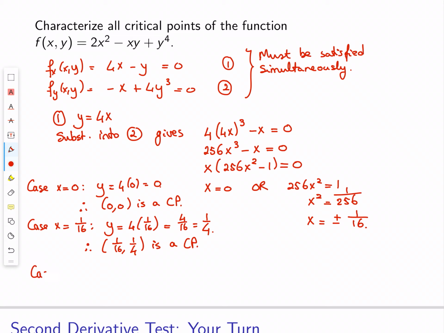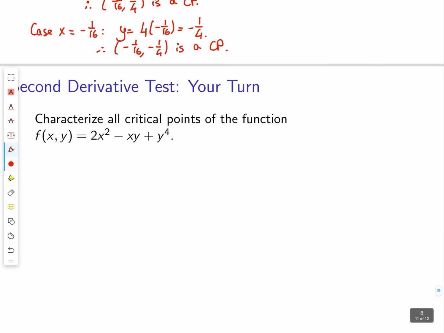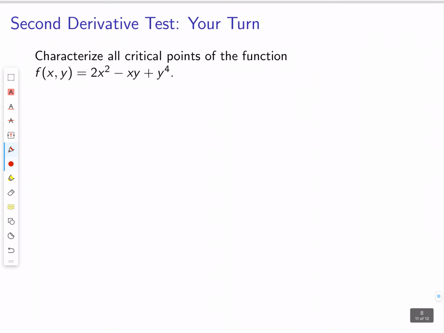And then last but not least, when x is equal to minus 1/16, then what is the corresponding y value? Well, it's 4 times minus 1/16, which is minus 1/4, and therefore (-1/16, -1/4) is the third critical point. Okay, so that's basically redoing what you should have done during the first video. And now let's characterize those.